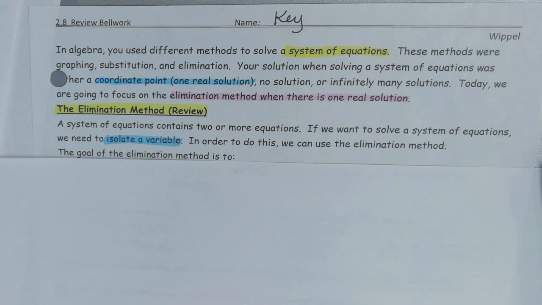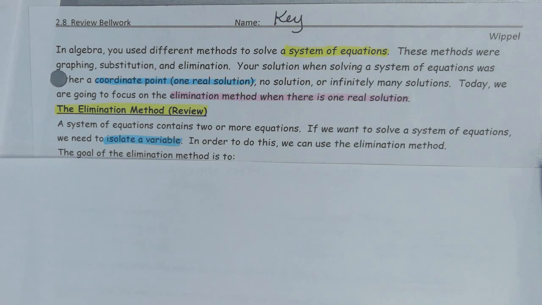And then the answer to a system of equations is a coordinate point. Okay, there's one real solution. You may have also done examples where there's no solution or infinitely many, but all we're going to focus on today are systems of equations that do have a solution, and there'll be one real solution. So real, not imaginary. So we're going to review first.